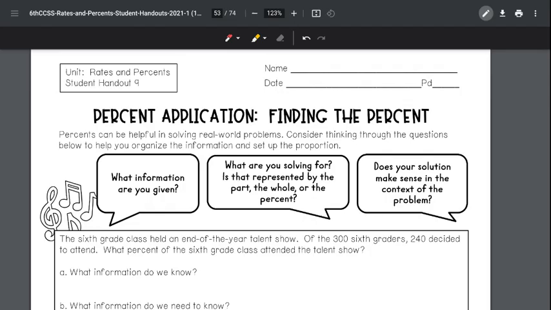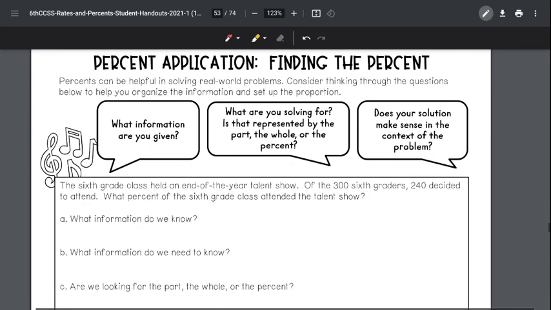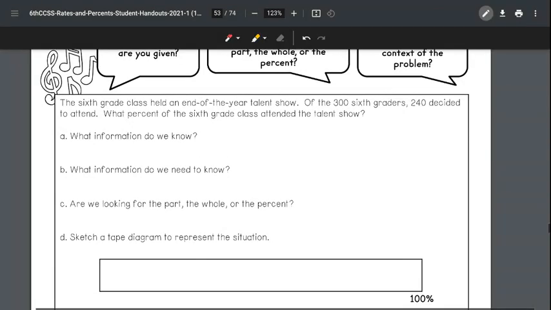This is your percent application, finding the percent notes review. The sixth grade class held an end-of-year talent show. Of the 300 sixth graders, 240 of them decided to attend. What percent of the sixth grade class attended the talent show?